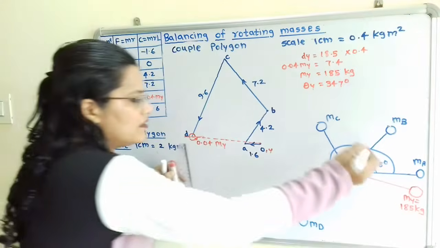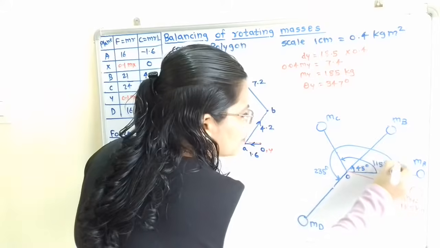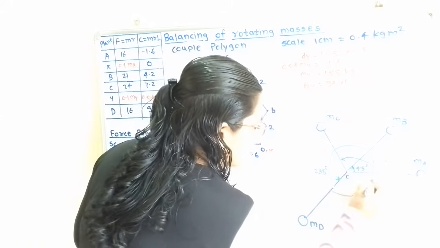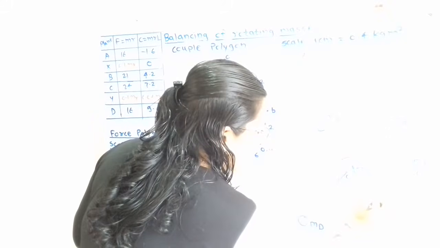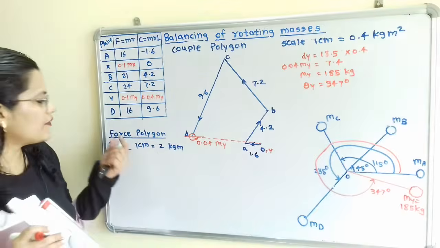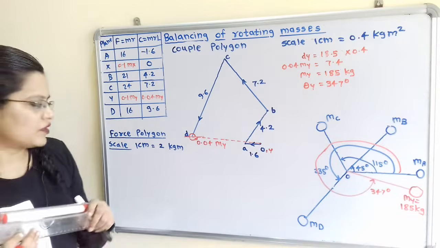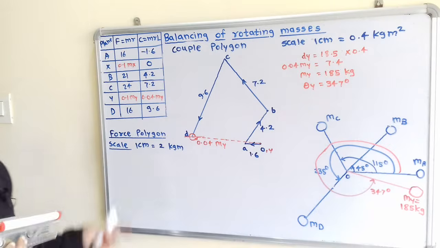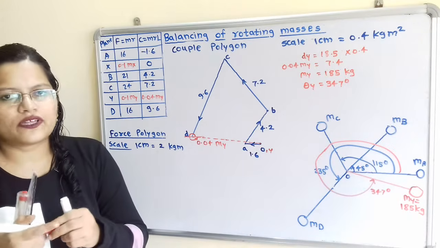And this angle we have to show. So from this, total angle is 347 degrees. Now we will move to the fourth polygon. For the fourth polygon, we will consider the scale 1 centimeter is equal to 2 kilogram meter.